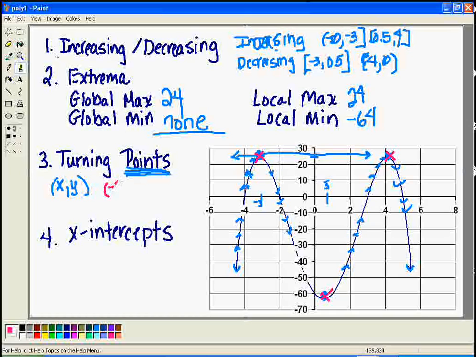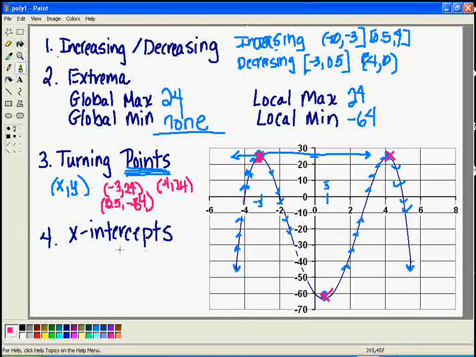So my first one's going to be minus 3, 24. My next one is going to be 0.5 and minus 4. And my last one is going to be 4 and 24. So that's just the coordinate pair associated with where I turn, in other words.